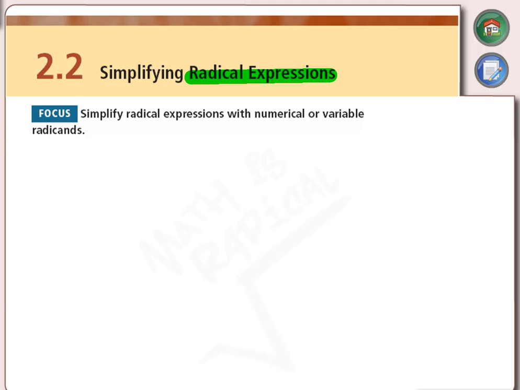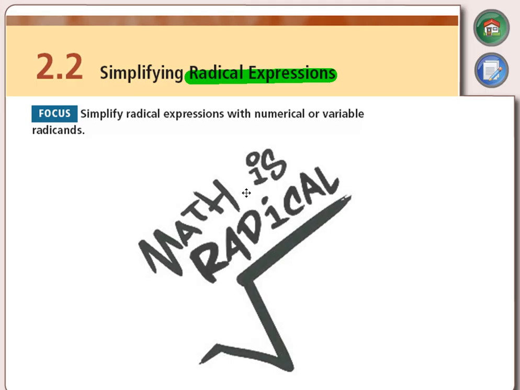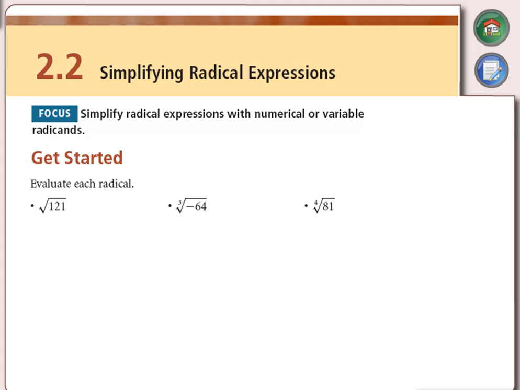Now, of course, we've got to start with this because we all know this. Math is radical. So when we talk about radical expressions, how is that any different than what we've dealt with radicals in the past? Well, let's start with the radicals we've done in the past. That's just having numbers in there.